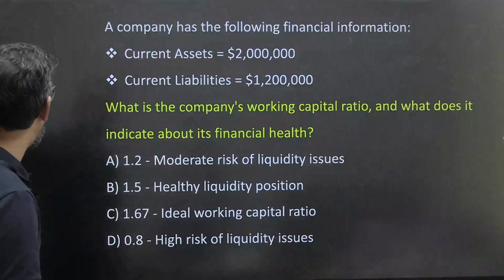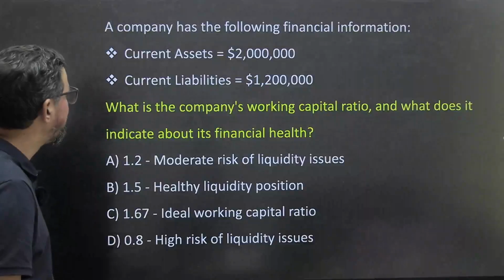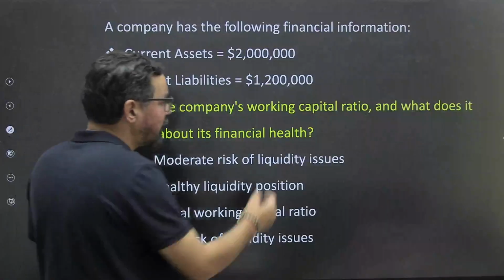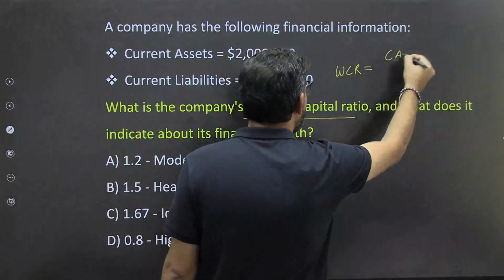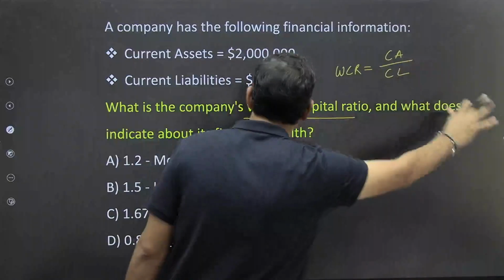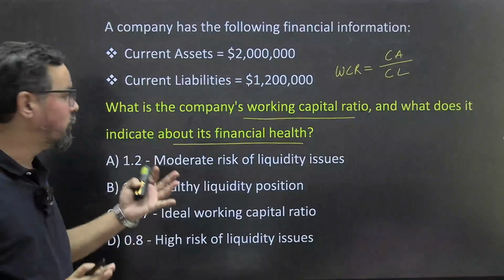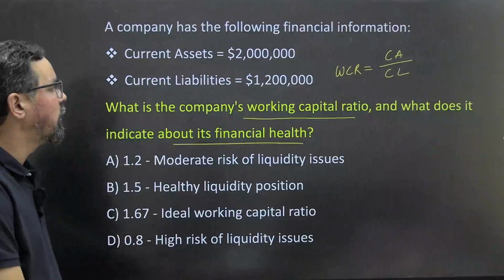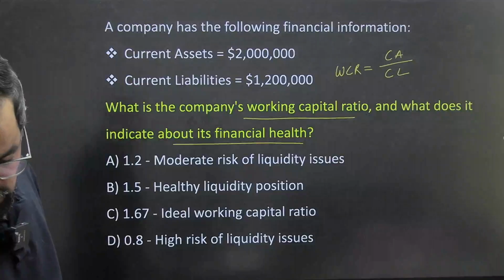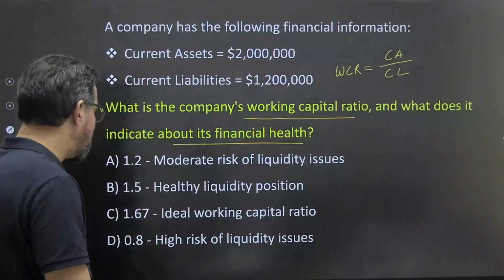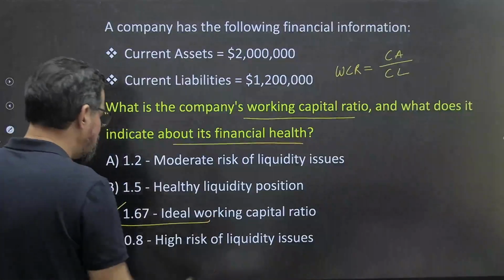A company has the following information: current assets 2 lakh and current liabilities 1.2 lakhs. What is the working capital ratio? It is equal to the current ratio, so it is current assets divided by current liabilities. And what does it indicate about the financial health, as per the banks and others? It is 2 divided by 1.2, so it is 1.67, which is ideal working condition. So C will be the right answer for this one.